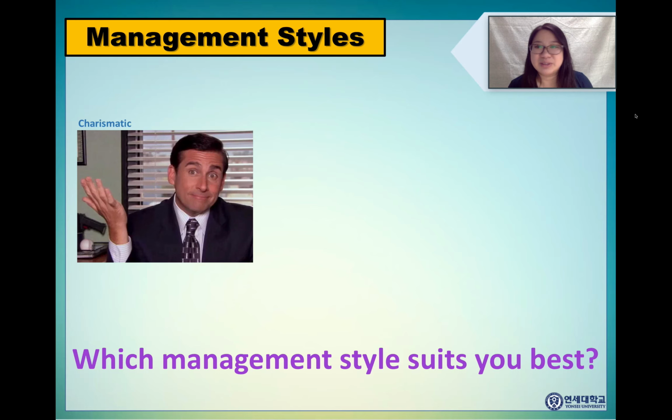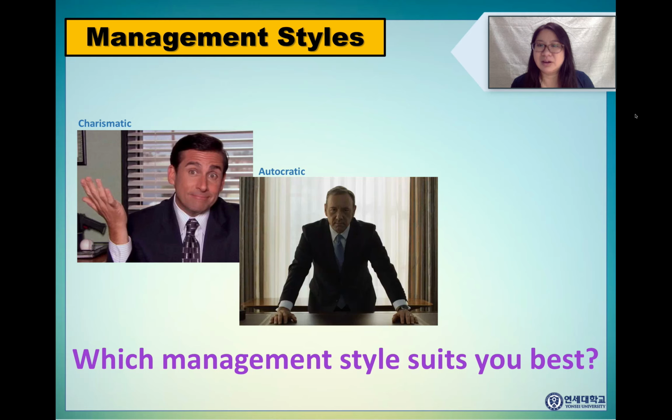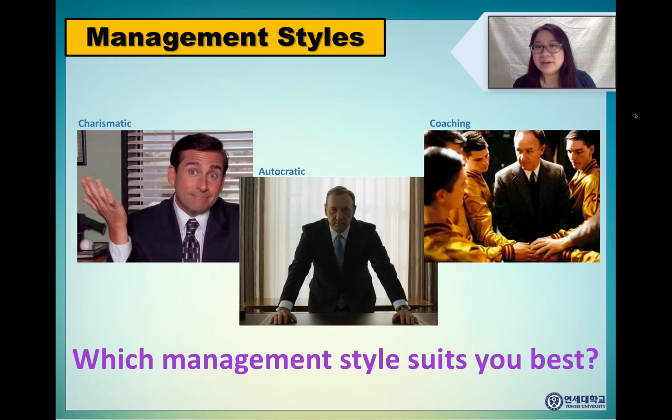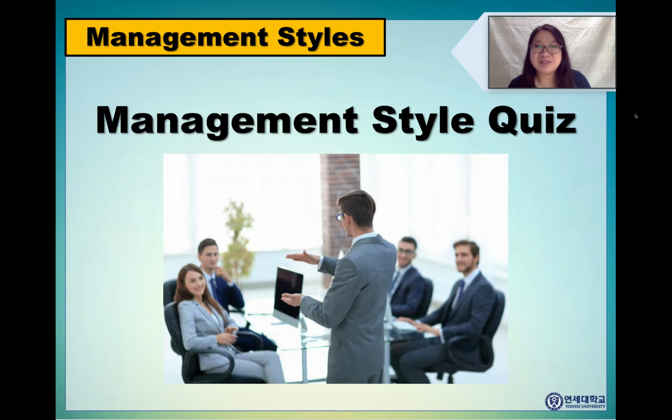Are you someone who's charismatic? Maybe someone autocratic who believes very firmly in following the rules? Or maybe you're more of a coach, someone who likes to teach other people and you have a very good team spirit. What we're going to do today is take a short personality quiz. We're going to find your management style.